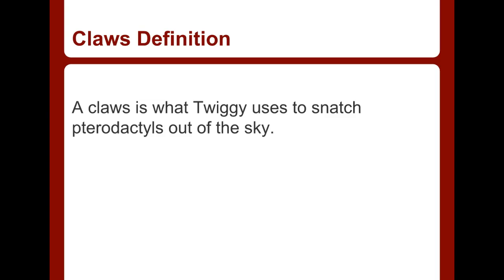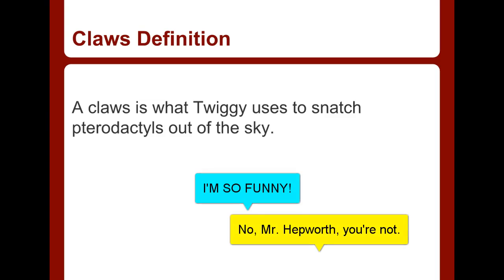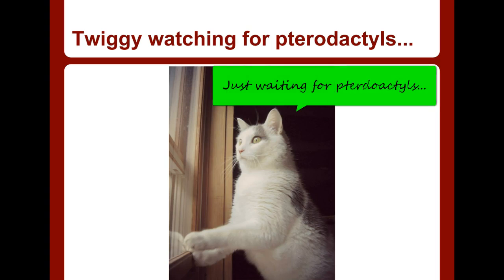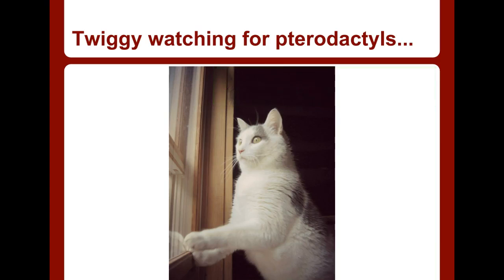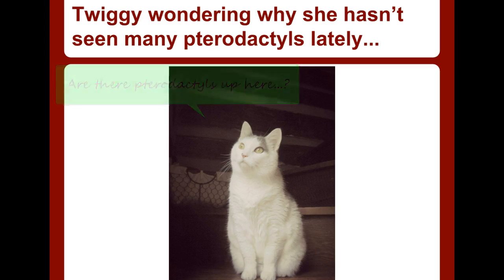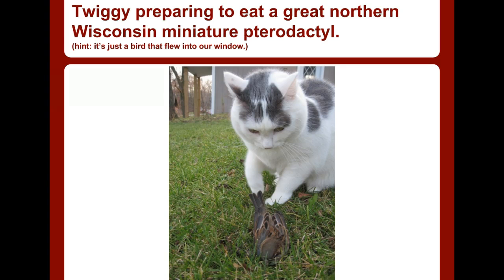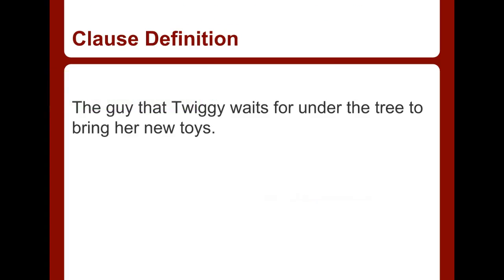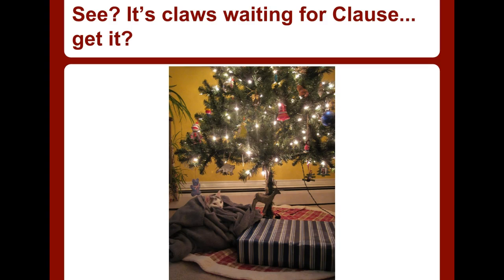Let's get a definition of claws. Claws are the things that Twiggy uses to snatch pterodactyls out of the sky. Don't believe me? Here is some proof. Look, this is Twiggy watching for pterodactyls. This is Twiggy wondering why she hasn't seen any pterodactyls. This is Twiggy getting ready to eat a great northern Wisconsin miniature pterodactyl. Claus is the guy that Twiggy waits for under the tree to bring her new toys. See? It's Claus waiting for Claus. Seriously, what else am I going to put in this video?